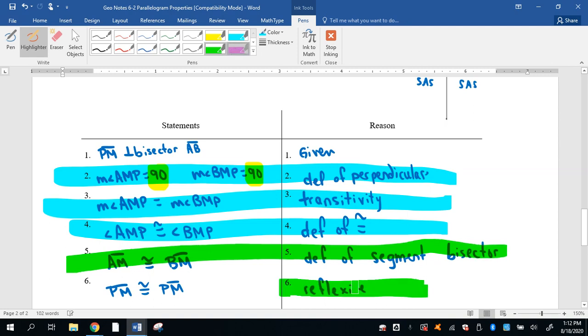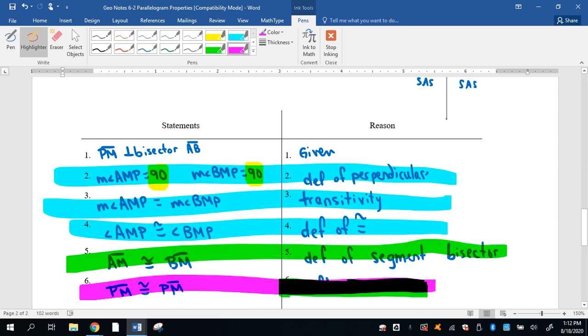So these 3 sets of steps could be in any order. It didn't matter if I used this first or this first or this first. So these 3 could be in any order.